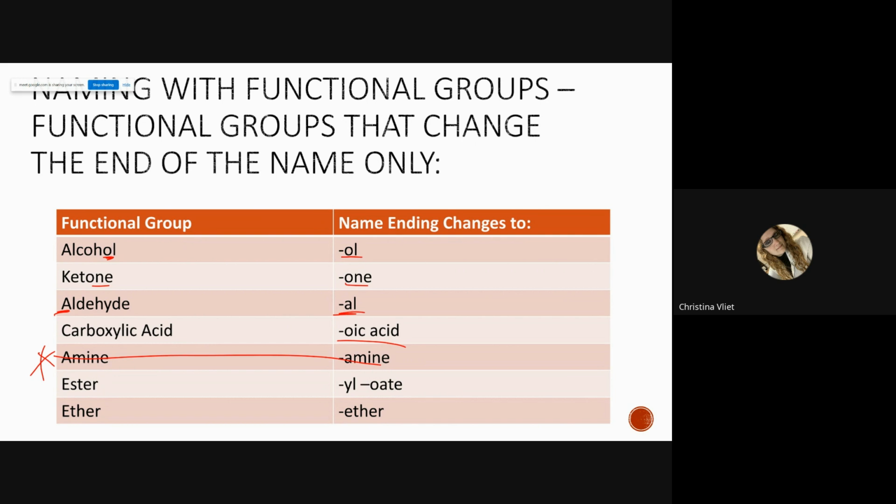Yay. Ester is the hardest. I may have to explain it next class if we don't run out of time today. It's yl oate. I'll explain that when we get there. Ether, also kind of irrelevant, right? Because ethers are not in the standards. So alcohol, ketone, aldehyde, carboxylic acids, and esters, you absolutely have to know how to name them. Let's take a look at them.